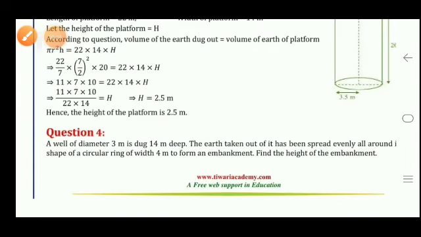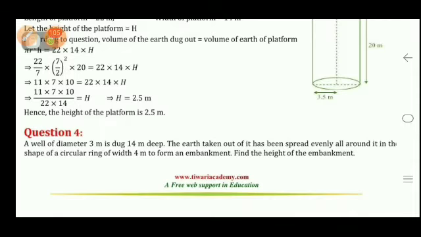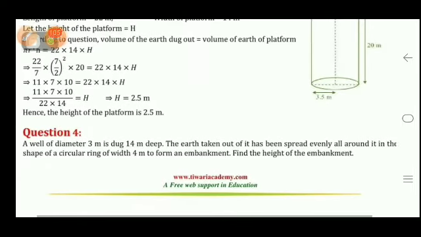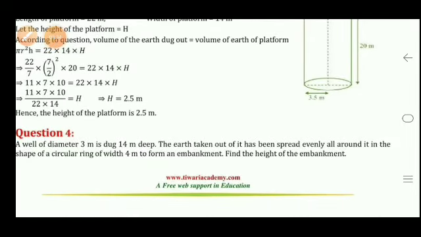Then question number 4. It is given that a well of diameter 3 meters is dug 14 meters deep. The earth taken out has been spread evenly all around it in the shape of a circular ring of width 4 meters to form an embankment. Find the height of the embankment.